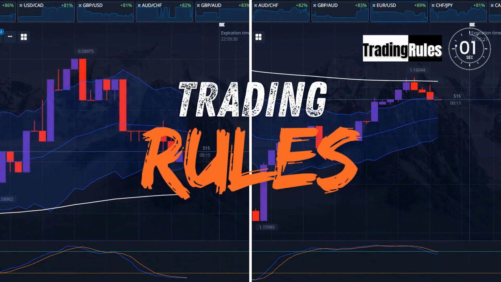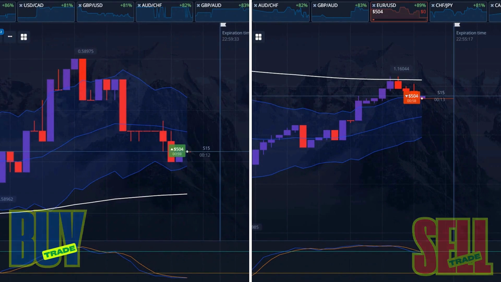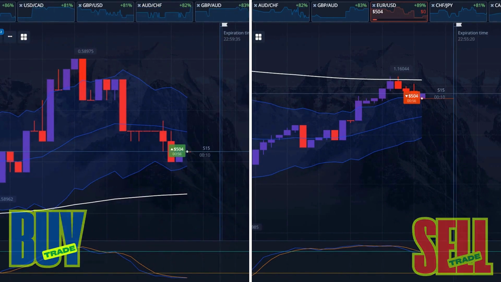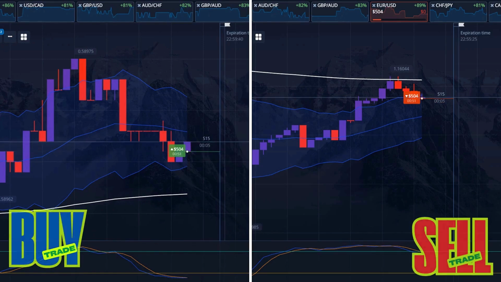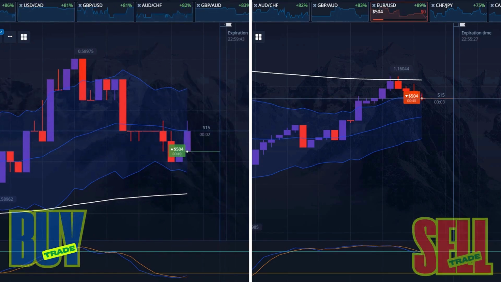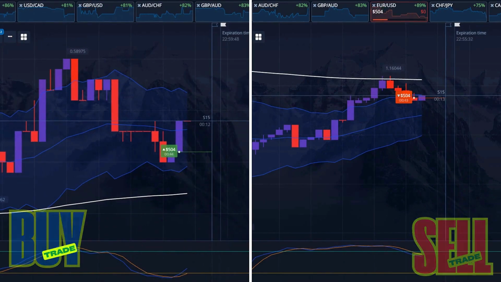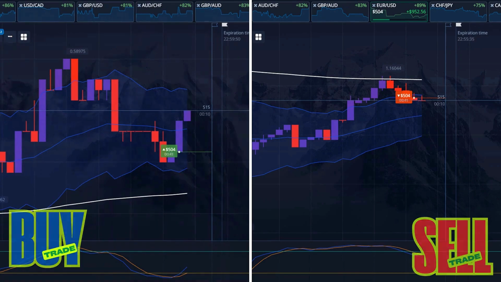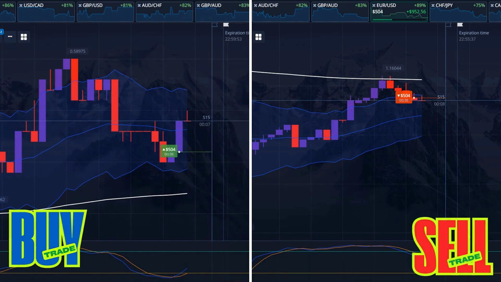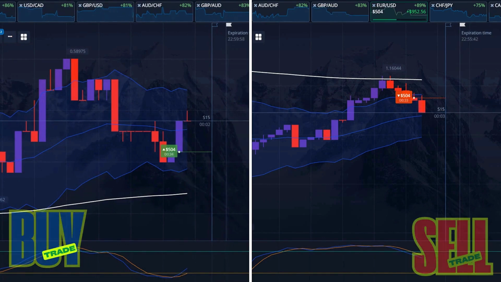Here's how the strategy works. We use 3 confirmations before taking a trade. For a buy trade, price must be above the EMA 200. That means the market is trending up. Price touches or slightly breaks the lower Keltner band. The stochastic is in the oversold zone, below 20, and starting to turn upward. Once you have all 3 confirmations, enter a 1-minute buy at the close of the candle.